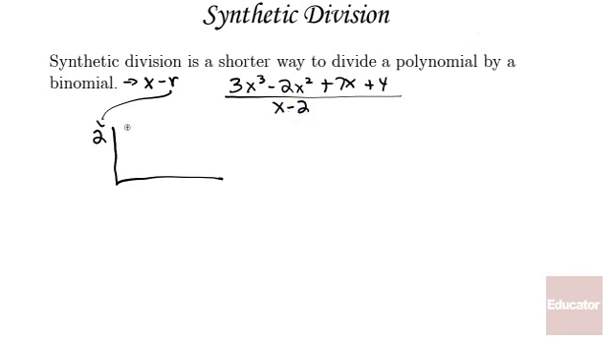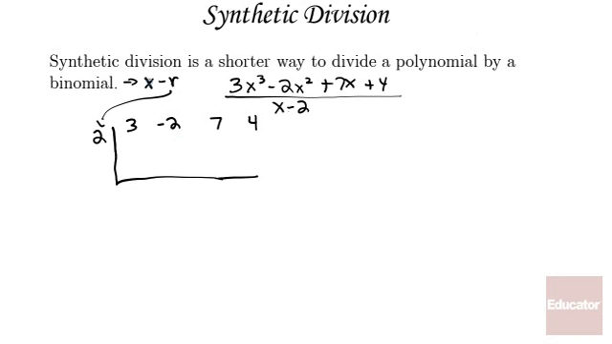Now, what I write in here are the coefficients of the dividend. 3, negative 2, 7, and 4. And just as with long division, if there's a missing term, like let's say my x squared term was missing, I would have represented that here with a coefficient of 0. Same idea as with long division.